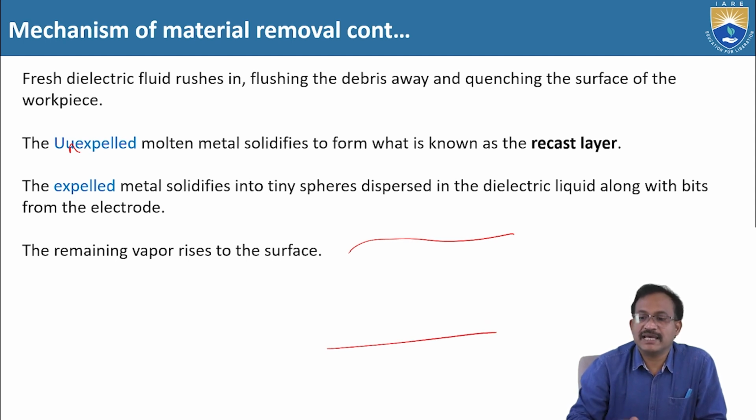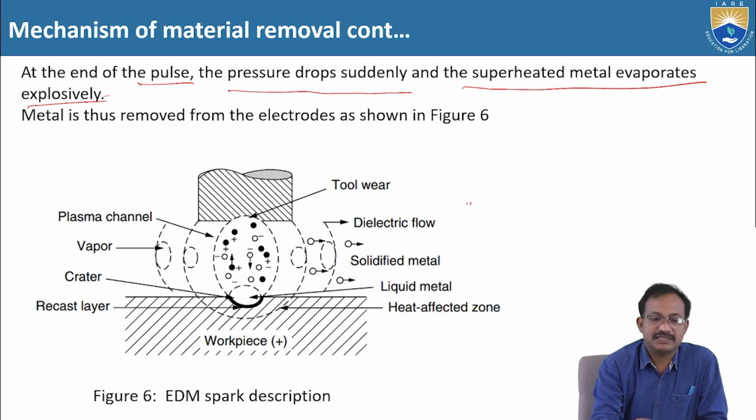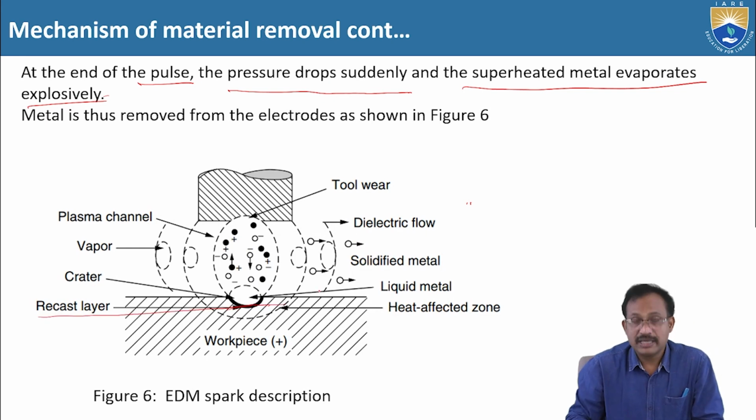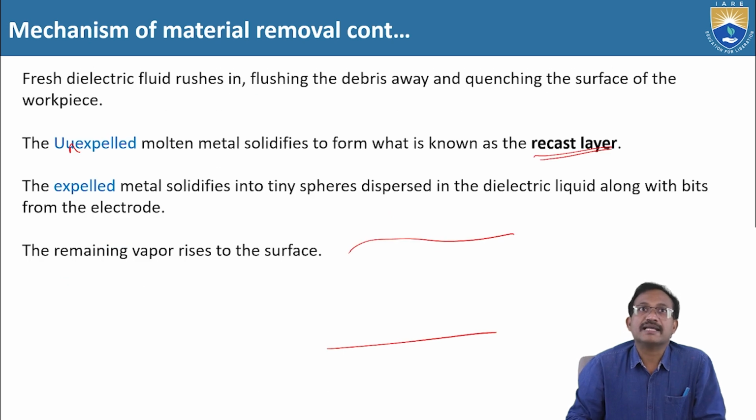What is the recast layer? The unexpelled molten metal solidifies to form what is known as the recast layer. See this figure. This is called the recast layer.